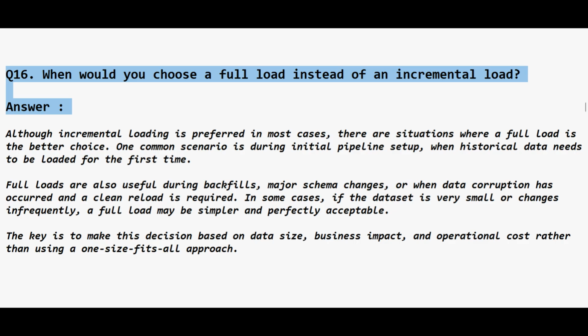In some cases, if the dataset is very small or changes infrequently, a full load may be simpler and perfectly acceptable. The key is to make this decision based on data size, business impact, and operational cost rather than using a one-size-fits-all approach.